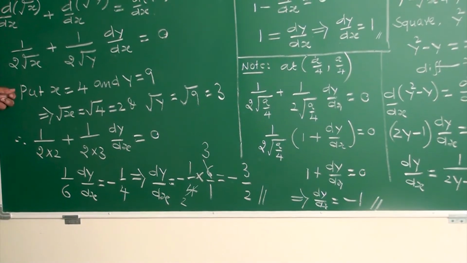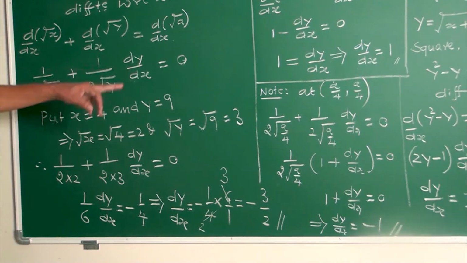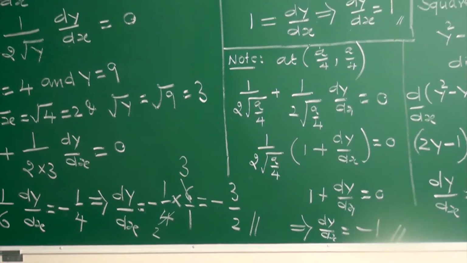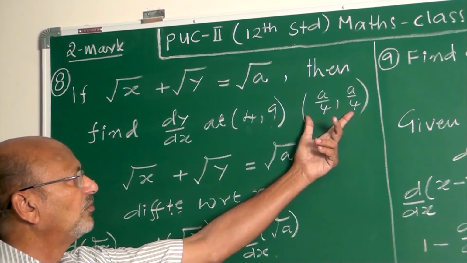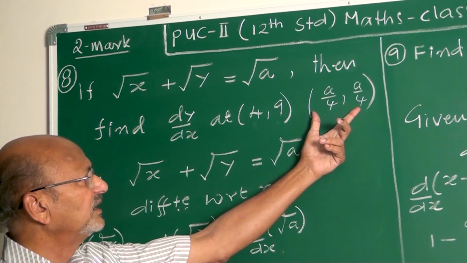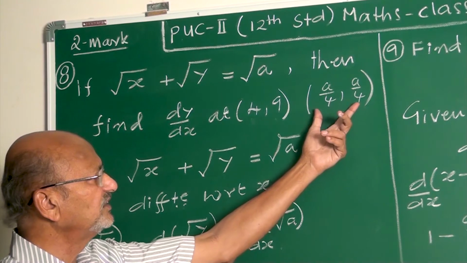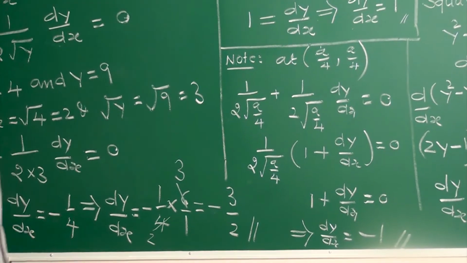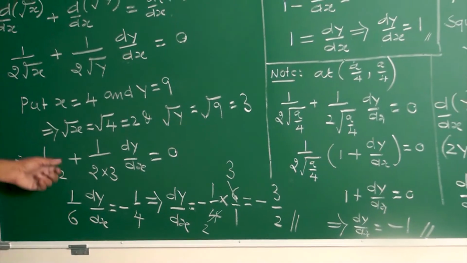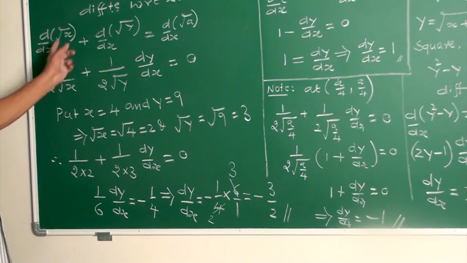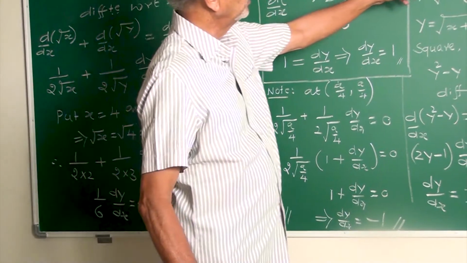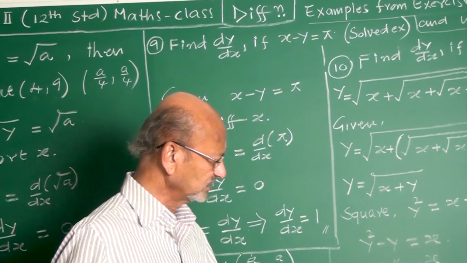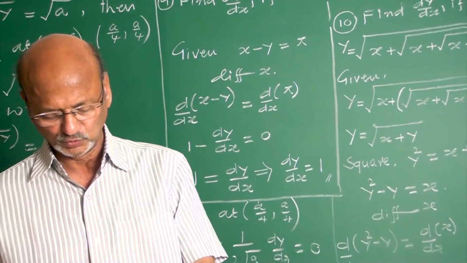The value of dy by dx is minus 1. Note, this is the previous example continued. Sometimes instead of 4 comma 9, they may give 1 by 4 comma 1 by 4, otherwise a by 4 comma a by 4. Whatever. If it is equal, the derivative is minus 1. If they are different, the value is minus 3 by 2. We have done this also. I hope understood. One more I do, the same type. Yes, my friends, it also comes under 2-mark question.